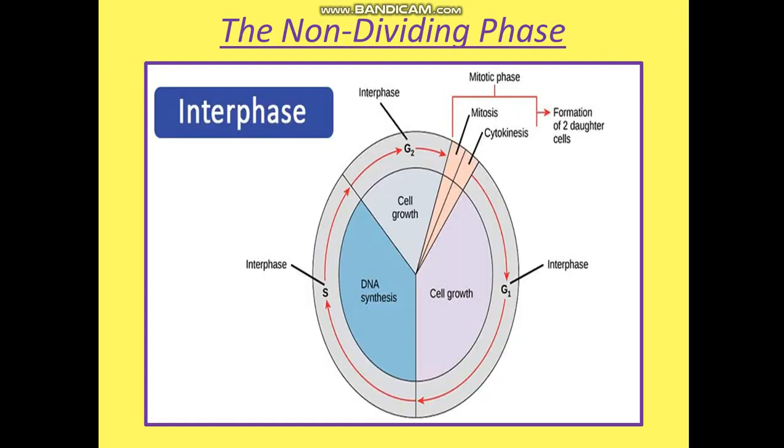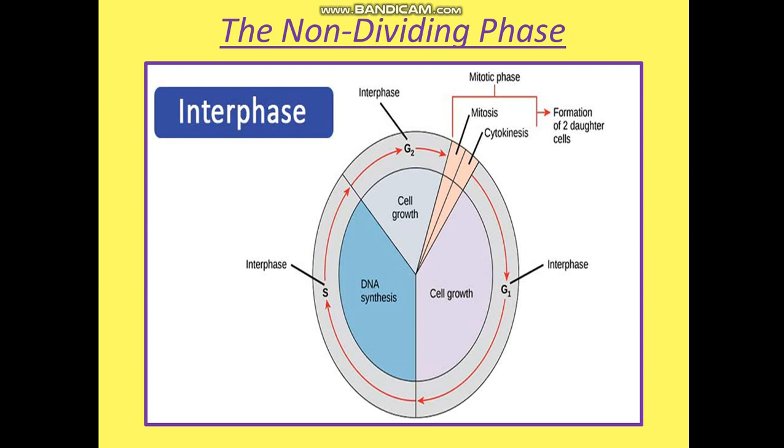Furthermore, coming on to the interphase. The non-dividing phase is called the interphase. Just see this diagram here, this circle here. The interphase consists of three phases, G1, S and G2. Why is this interphase needed at all? I have already told you, just a quick revision.